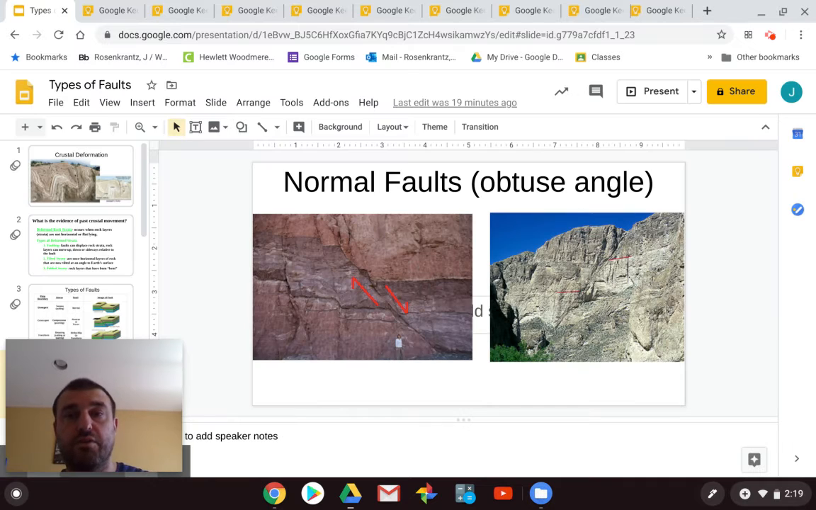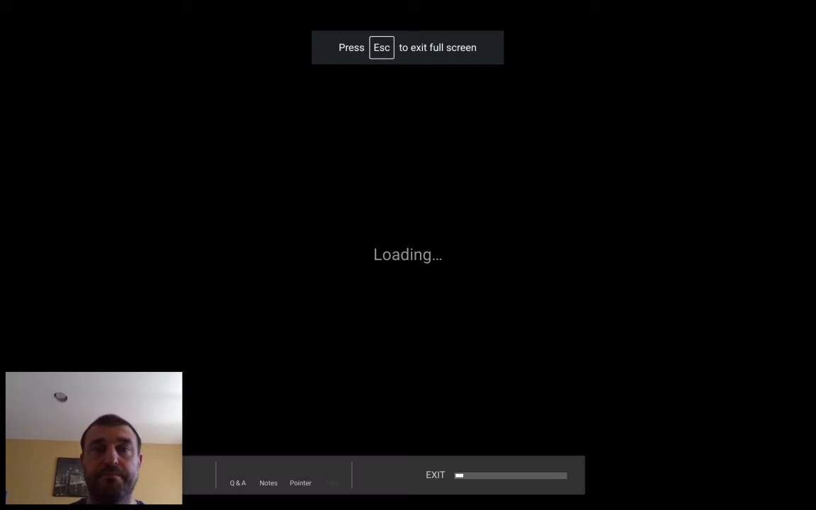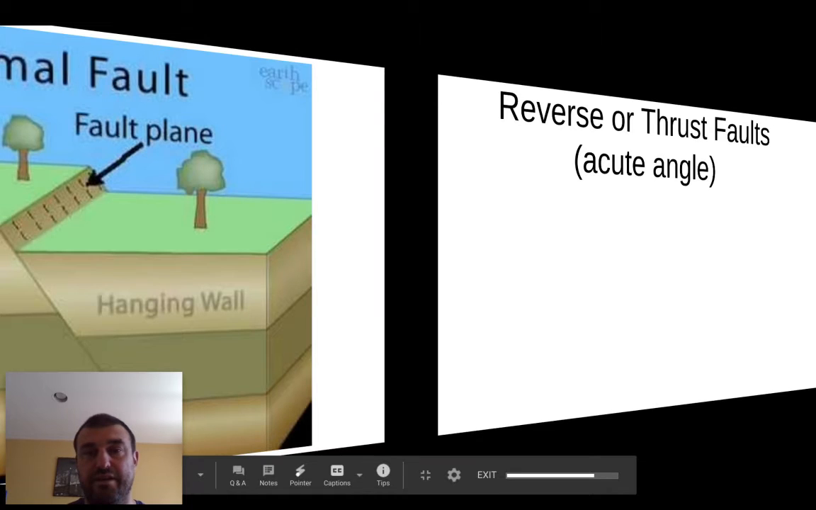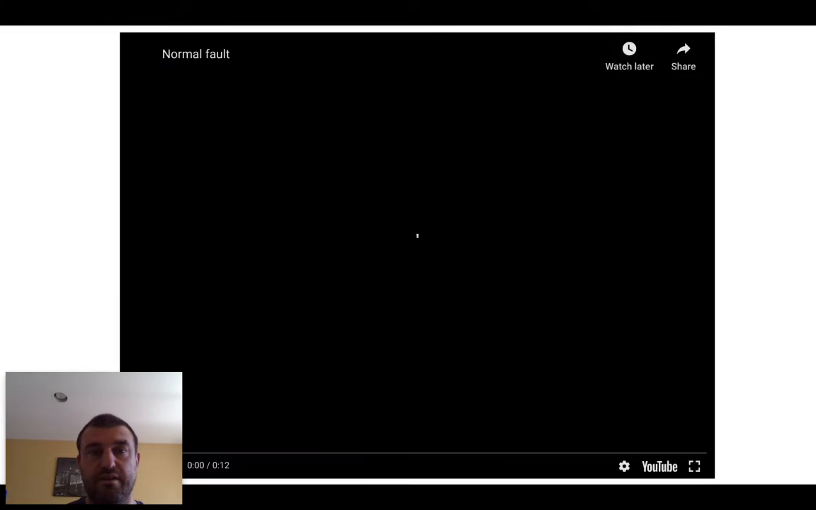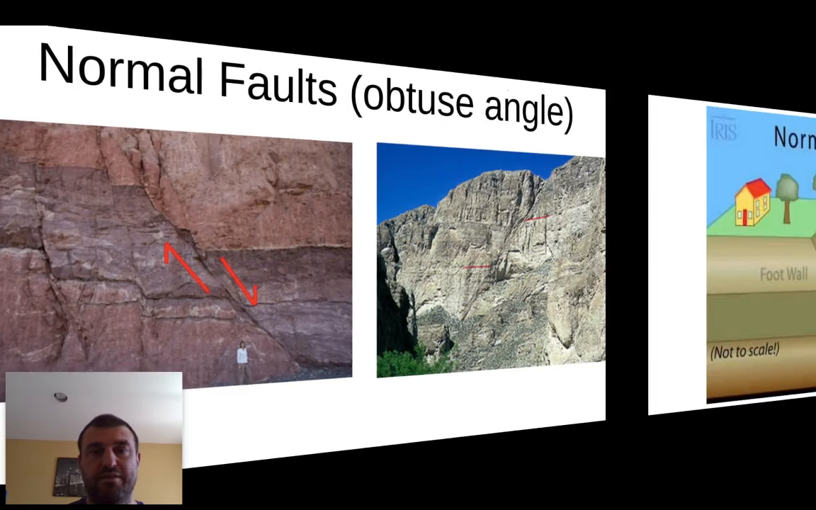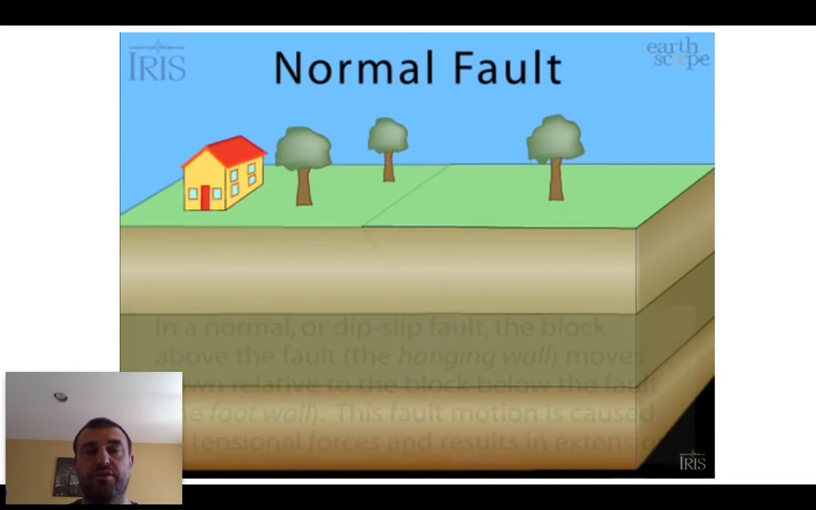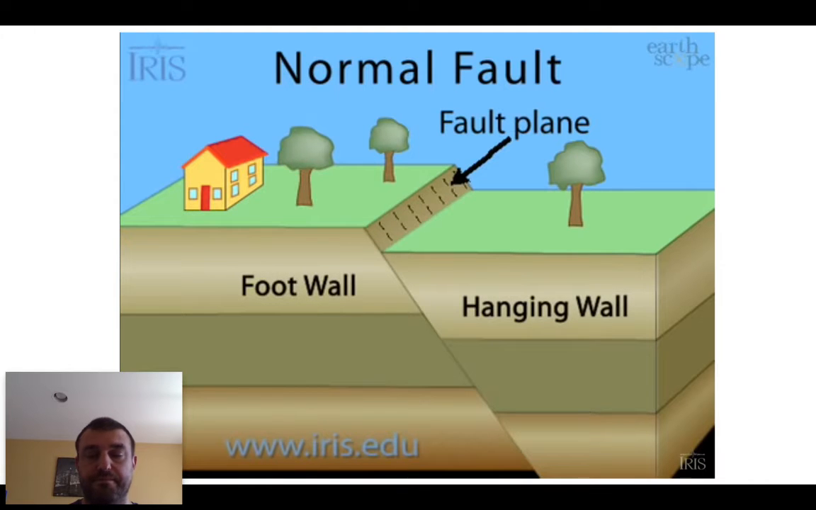Okay, so let's continue on with the presentation. So this is just showing the breakage. Let me go back. Okay, sorry. All right, so you have this. It doesn't take long at all. It describes what happens in a normal fault, and one goes down and the other goes up, and it forms an obtuse angle.